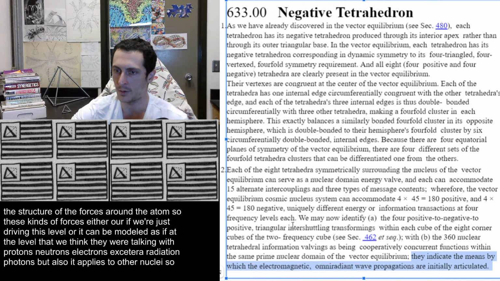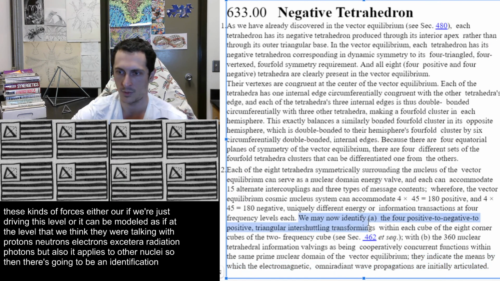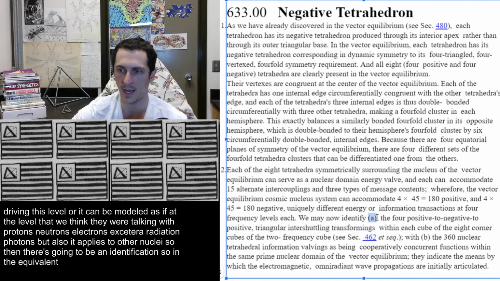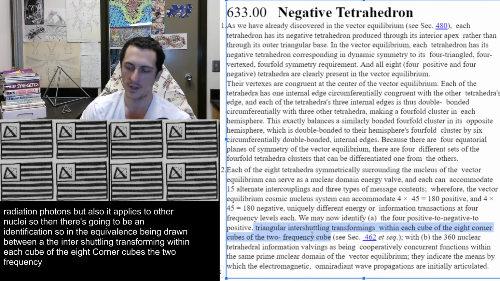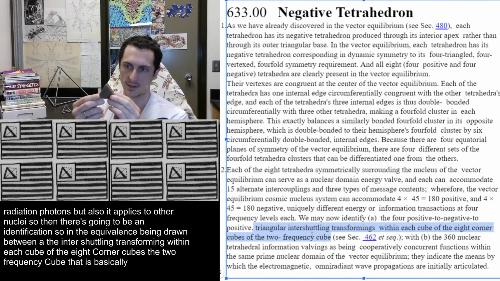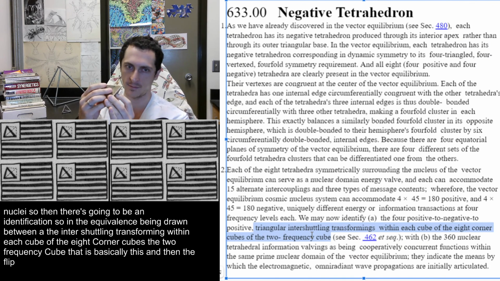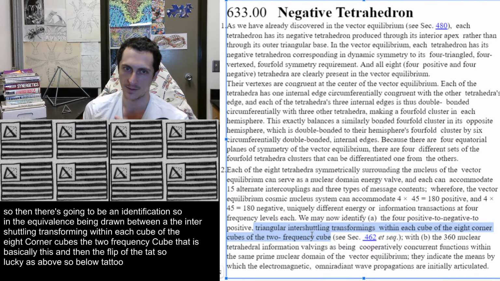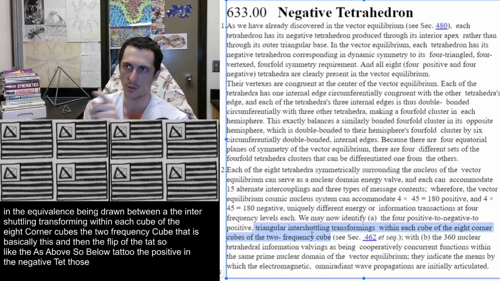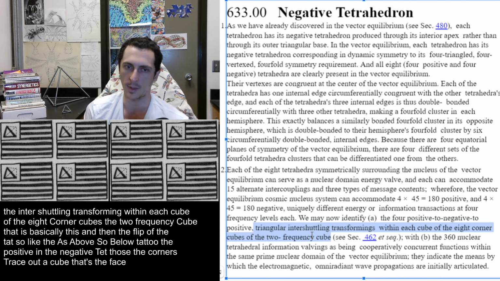So then there's going to be an identification. So an equivalence being drawn between A, the intershuttling transformings within each cube of the 8 corner cubes of the 2 frequency cube. That is basically this, and then the flip of the tet. So like the as above, so below tet, the positive and the negative tet. Those, the corners trace out a cube. That's the face-centered cubic shape.